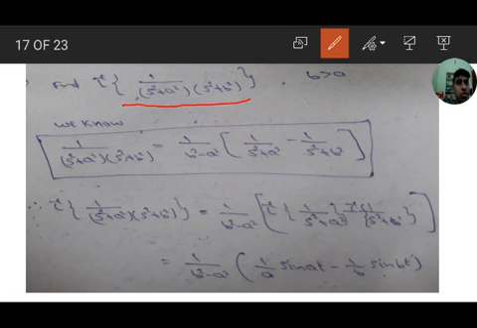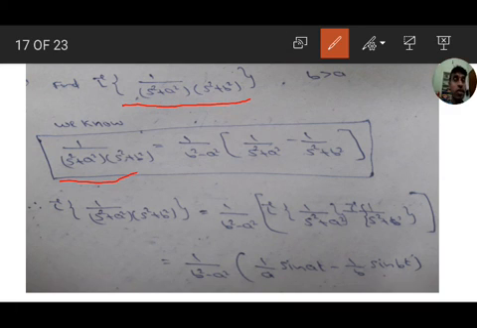If you use quadratic factor, it is (As plus B) by (s square plus a square), next (Cs plus D) by (s square plus b square). We get partial fractions like that. To get A value, B value, C value, D value means it is difficult. So remember this formula, it is easy.